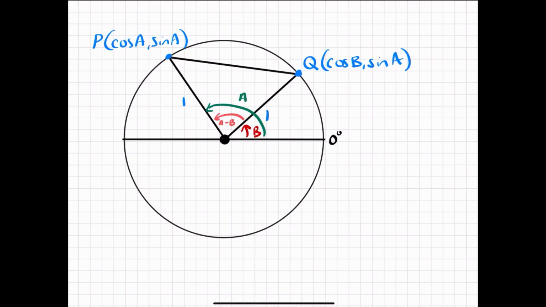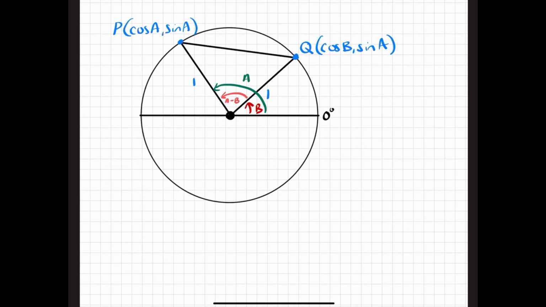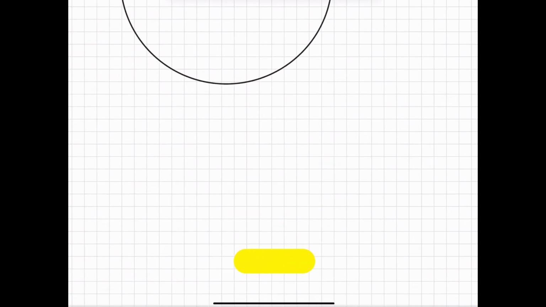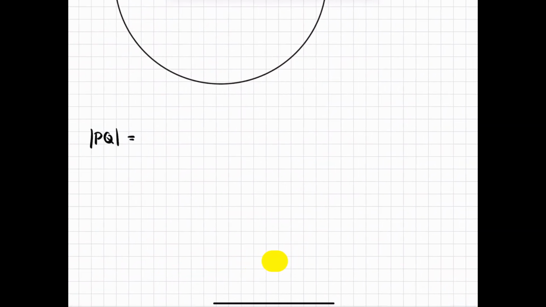Alright, so here's one I made earlier on square paper, and there's basically 2 things we're going to do here. We're going to describe the length of P to Q in 2 ways, and then we're just going to let them equal each other. So the first way is we're going to find the length of PQ using the distance formula. The length of anything is the square root of x2 minus x1 squared plus y2 minus y1 squared.